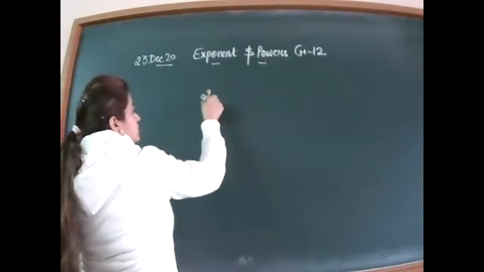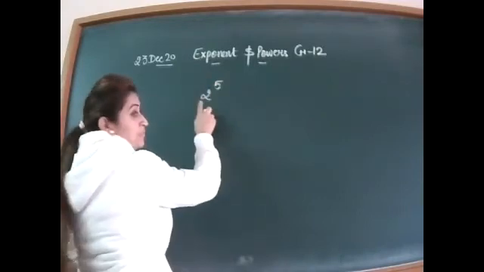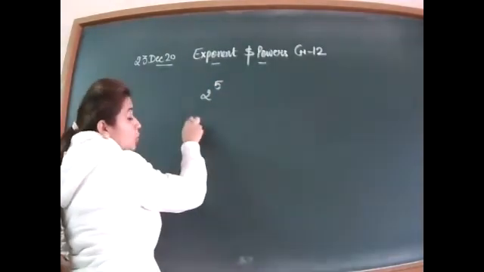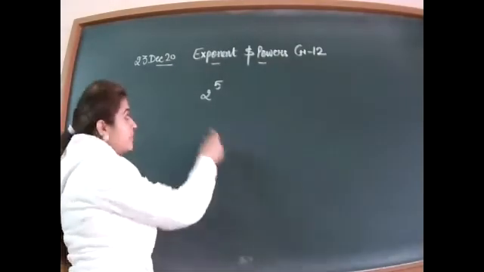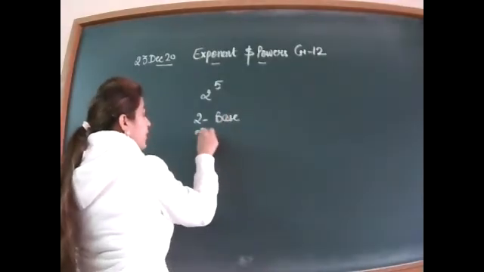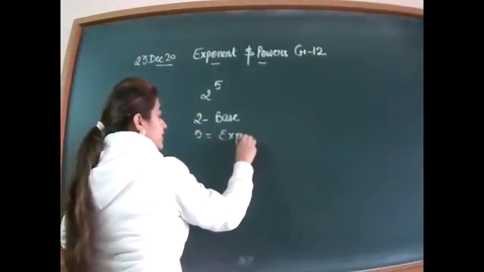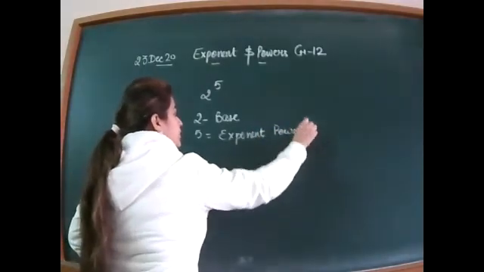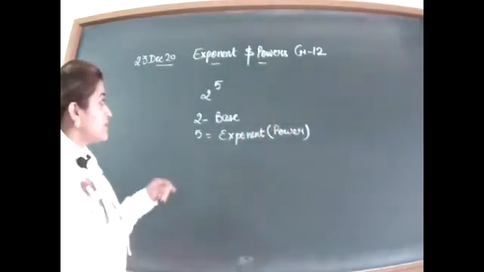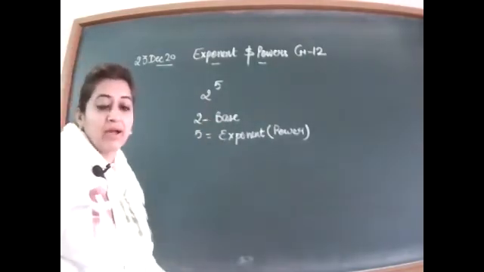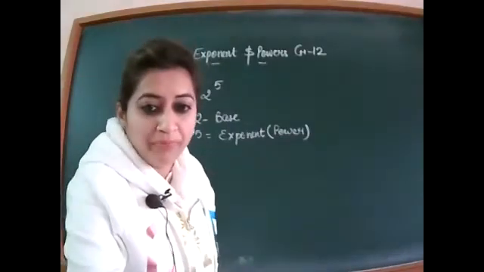I have written the number 2 raised to power 5. So you can write it like this, 2 raised to the power 5. So 2 here is the base and 5 is the exponent. Exponent means power, or you can say power also. So in this chapter, we will discuss how to solve this and how to write in the exponential form.